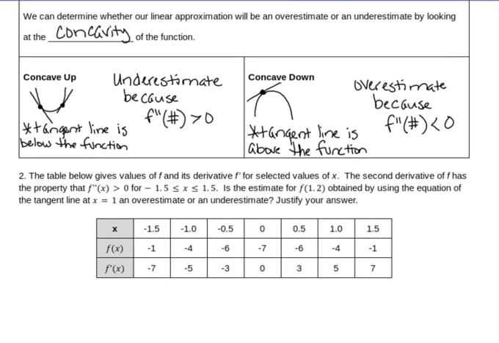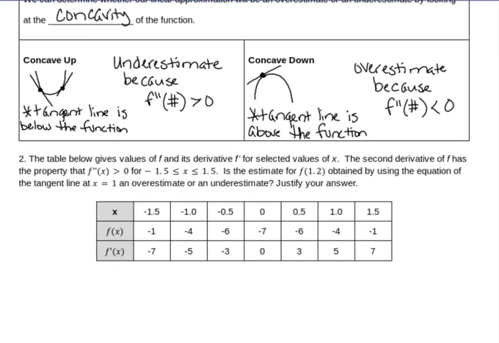So let's take a look at what something might look like for an FRQ. The table below gives values of f and its derivative f prime. The second derivative, f double prime, is greater than 0 on the interval from -1.5 to +1.5. Is the estimate for f of 1.2 obtained by using the equation of the tangent line at x equals 1 an overestimate or an underestimate? Justify your answer. This problem should look familiar. We actually estimated f of 1.2 in lesson 3. This was part of your lesson 3 warm-up.